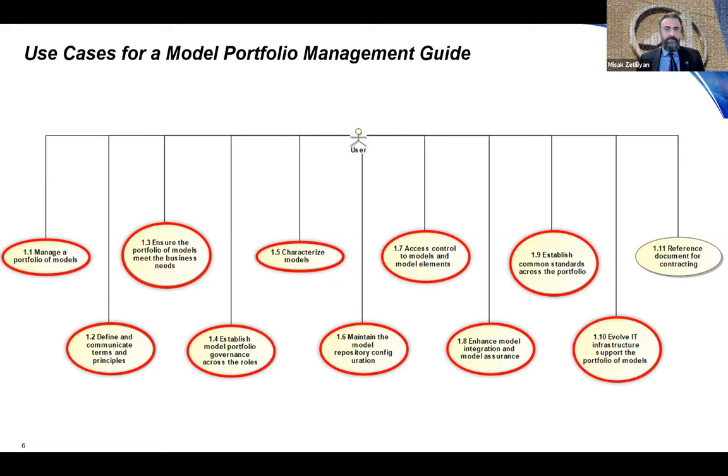Number 10 is to ensure that the information technology, IT, underpinning the models evolves in a way that allows the portfolio of models to continue to be supported. Number 11 is to establish a reference document for contracting, as mentioned earlier, to ensure that all parties understand the scope of the model management efforts. This can be done by including this document in contracts as a reference in the bidder's library. The guide can also be used as a reference to deliver a model portfolio management plan.